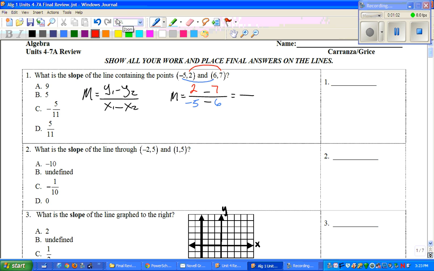Okay, 2 minus 7 is -5. -5 minus 6 is -11. And that reduces to 5 over 11 because two negatives when you are dividing make a positive, okay? So D is our answer.